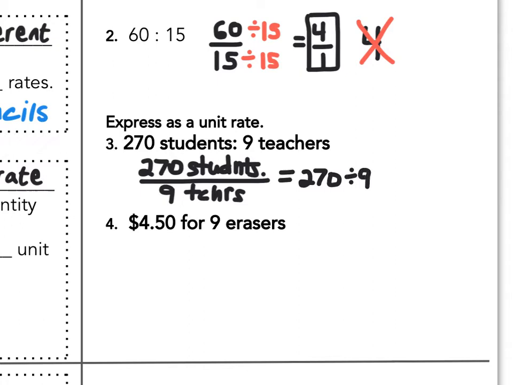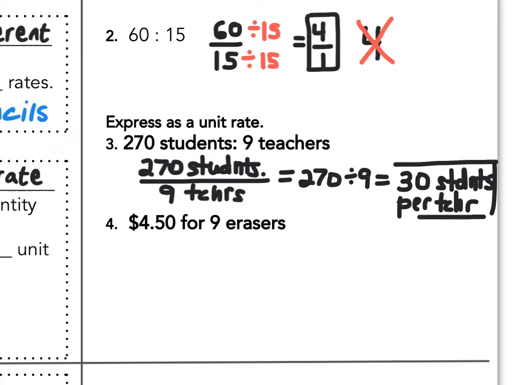And remember, you can use a calculator for these problems. This one comes out to be 30. So you do want to simplify it, and you can make these mixed numbers or whole numbers because you're going to label it. So I'm going to put here students, okay, I'm running out of room, per teacher. I could have used the slash instead of PER, but I didn't this time. Or you can write out PER instead of the slash.